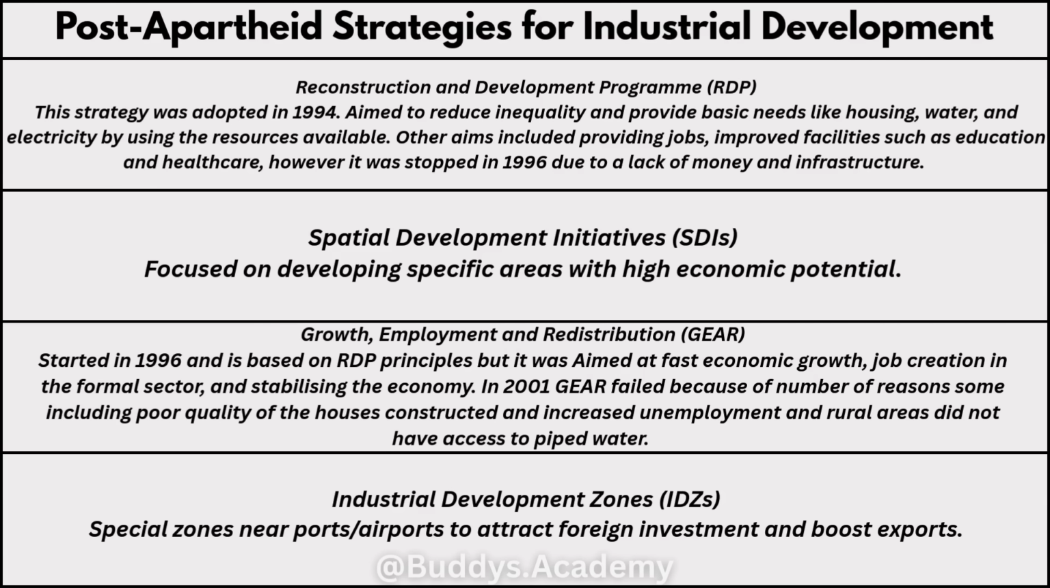The next strategy would be your Growth, Employment and Redistribution, so GEAR. Now, this was started in 1996 and it's based on your RDP principles, but it was mainly aimed at fast economic growth, job creation in the formal sector, and stabilizing the economy. However, in 2001, GEAR failed because of a number of reasons, some of which including your poor quality of the houses constructed and increased unemployment, and obviously your rural areas did not have access to piped water.